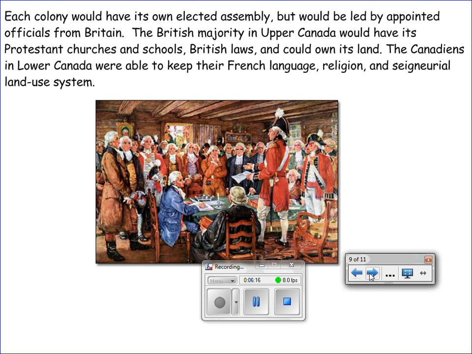each colony would have its own elected assembly, but would be led by appointed officials from Britain. The British majority in Upper Canada would have its Protestant churches and schools, British laws, and could own its land. The Canadians in Lower Canada were able to keep their French language, religion, and seigneurial land use system.